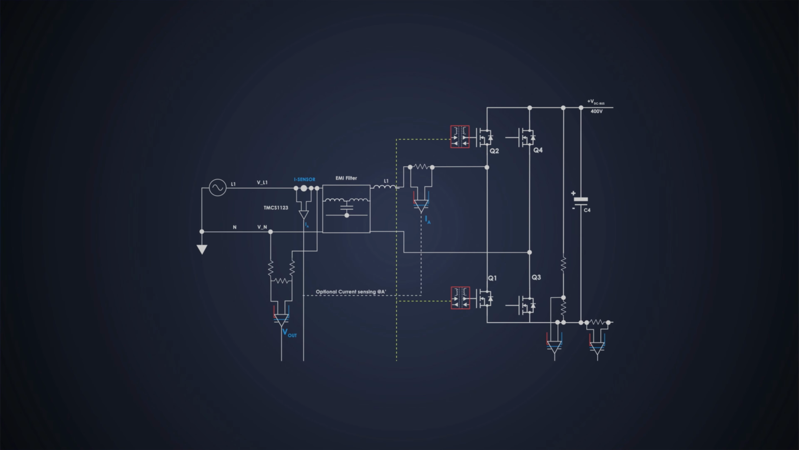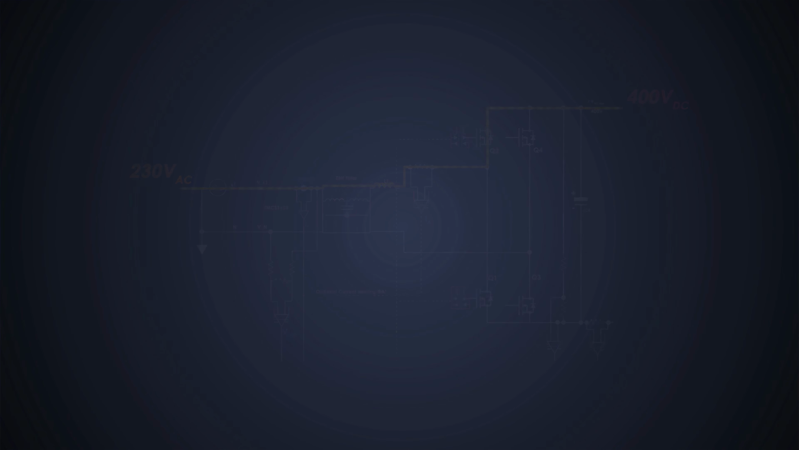Now finally comes the block C, which converts DC 400 volts into 230 volts using inverter circuit. This is also a bidirectional converter which can convert 230 volts AC into 400 volts DC when the current is flowing in this direction.